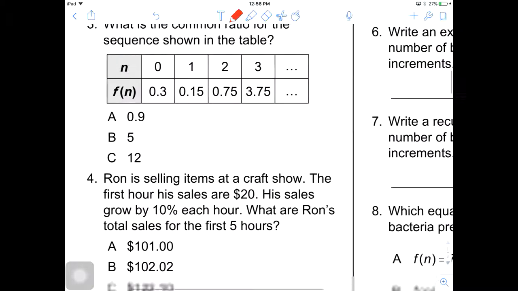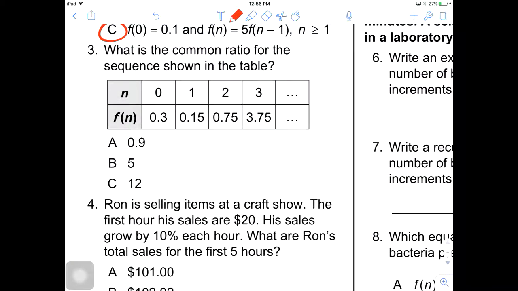Number 3, what is the common ratio for the table shown? And it looks like it is multiplying by 5, so B is the correct answer.